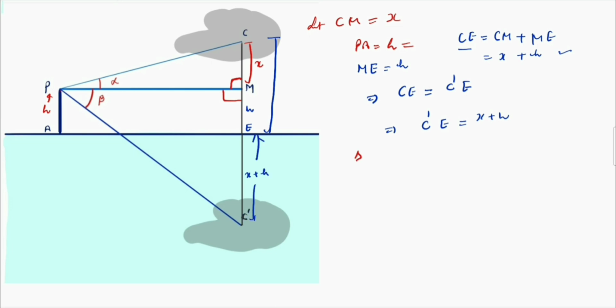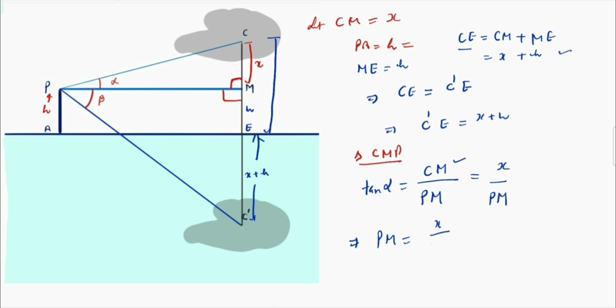First I'll take this right angle triangle CMP. If we take this triangle, we'll find that tangent alpha is equal to perpendicular upon base. Here the perpendicular is equal to CM and base is equal to PM. So we'll put CM, which we have taken as x, and PM I'll write as it is. So this implies I can write PM is equal to x upon tangent alpha. Let me mark this as equation number 1.